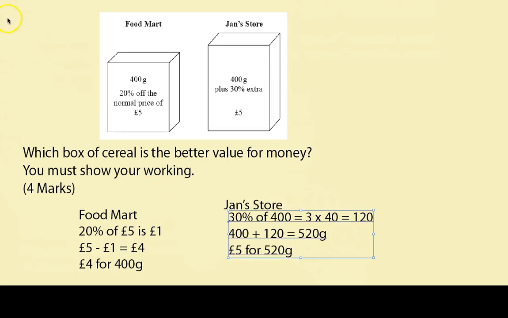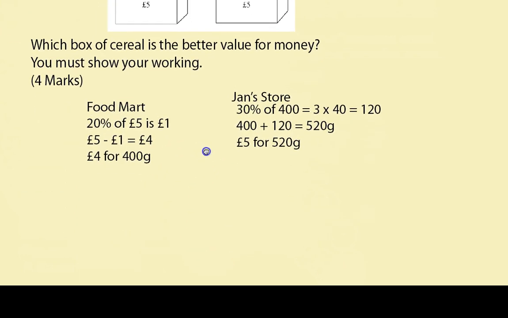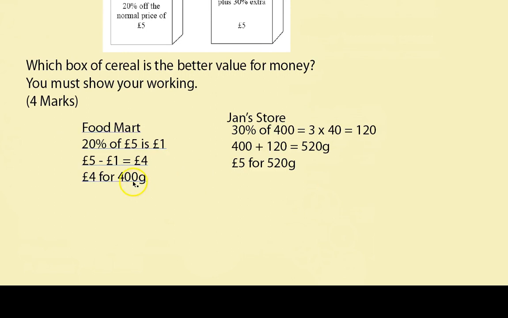Now lots of you stopped at this point, and I can completely see why you did that, because it is quite obvious at this point that Jan's store is a better deal. £4 for 400 grams means that at that same price you would, for £5, get 500 grams, but here we're getting 520 grams. So I can completely see why people stopped at this point, but the mark scheme specifies that you have to compare a like for like.